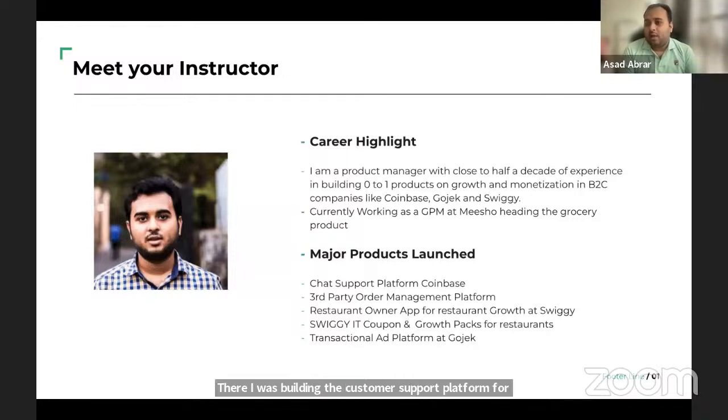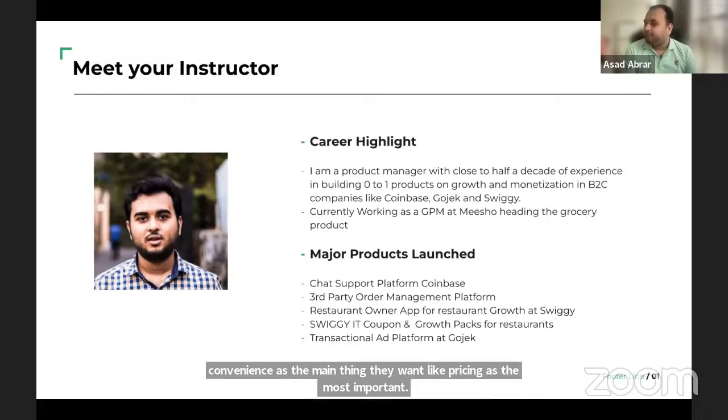The last one that I was working on was at Meesho. I was a group product manager at Meesho, building the grocery vertical for Bharat users. So how do you build a very low cost, very efficient supply chain for grocery for users who do not want convenience as the main thing? They want pricing as the most important element there. So that is pretty much about myself.